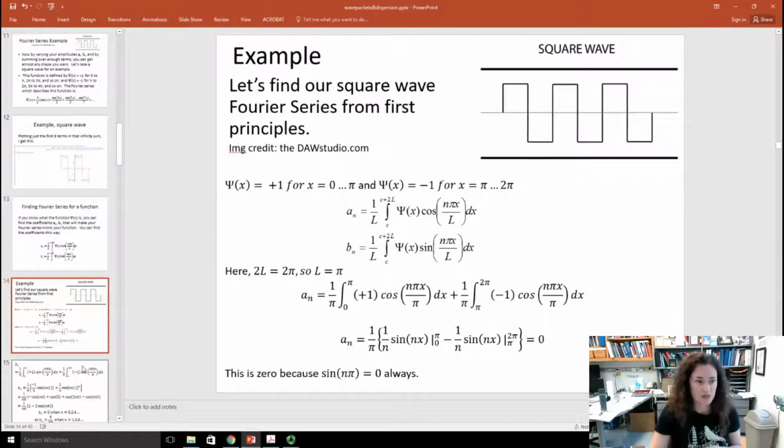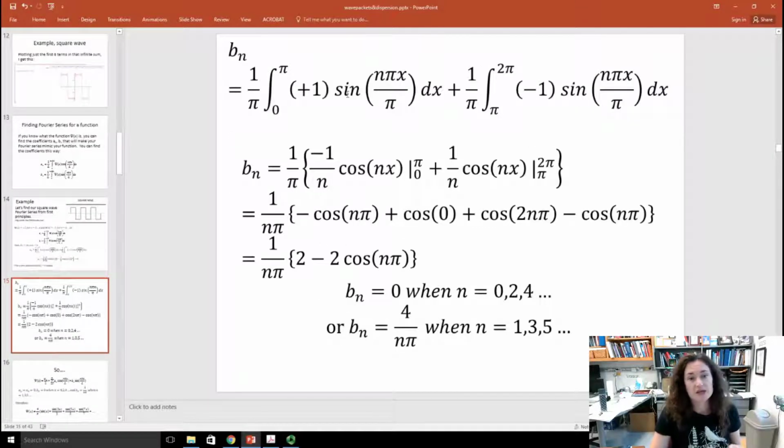But I've still got to do my bn. Now bn is equal to 1 over pi, integral from 0 to pi times my wave function +1, times the sine of n pi x over pi, which just gives me sine nx, dx. And now, piecewise continuous, remember I have to do the second piece: 1 over pi, integrated from pi to 2 pi of -1 times sine of n pi x over pi dx. So I'm going to perform that integral, and when I integrate a sine, I get a minus cosine.